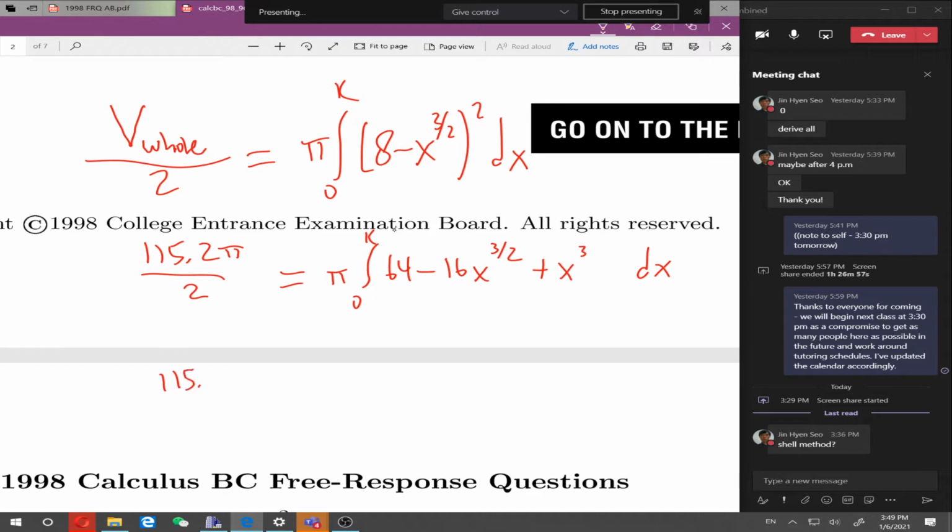This is 115.2 pi over 2 is equal to pi times 64x. Let me go ahead and grab somebody to integrate. Jen, I'm going to have you go ahead and integrate the rest of this for me. So what happens when I integrate negative 16x to the 3 over 2 power?